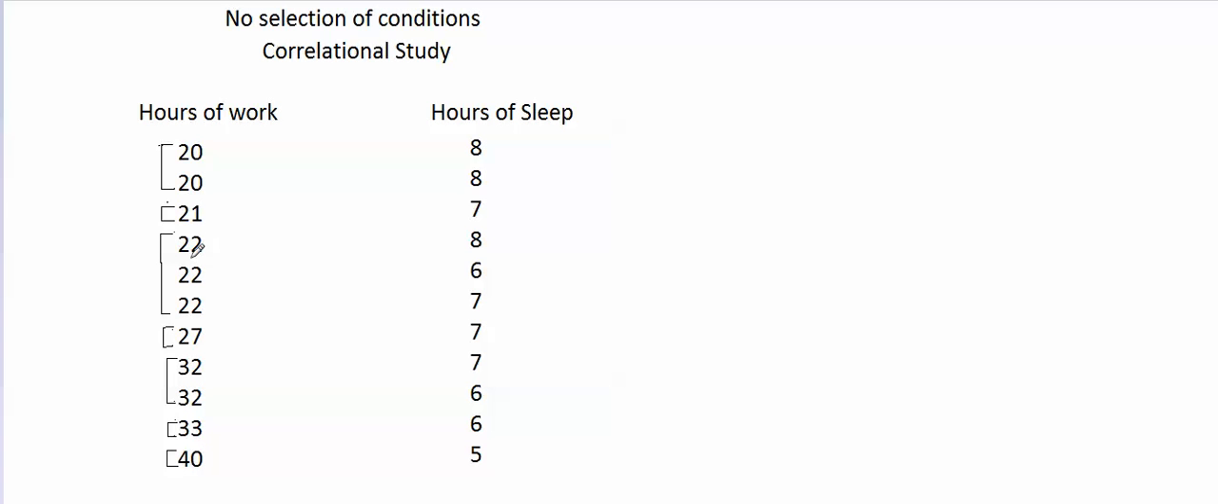I mean, I just gave out my survey, and I just recorded whatever numbers ended up appearing in here, and then those became the groups of people that I ended up comparing. I didn't actually select these 7 specific numbers ahead of time to be the hours of work that I would compare. That's why it's a correlational study, no selection of conditions. These are my 7 conditions, but I didn't decide ahead of time that these would be the 7 conditions to compare.